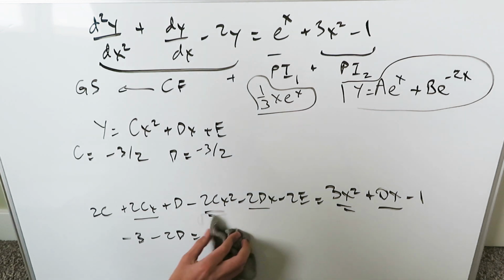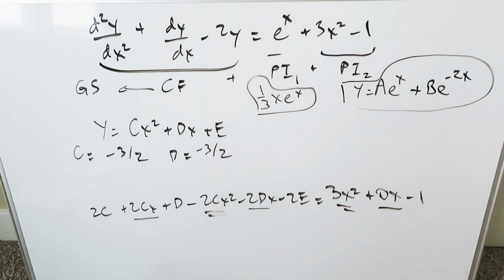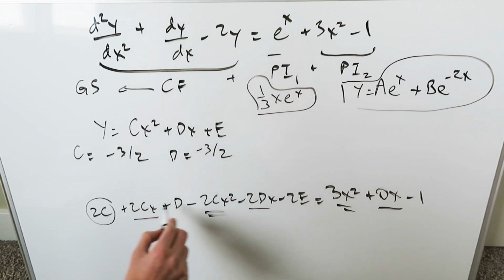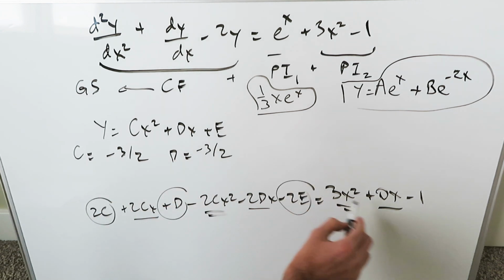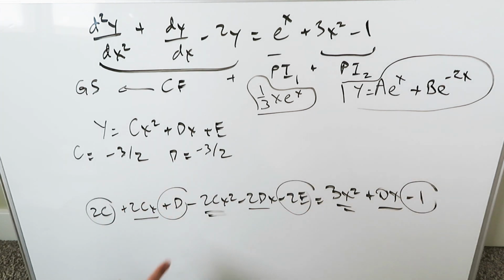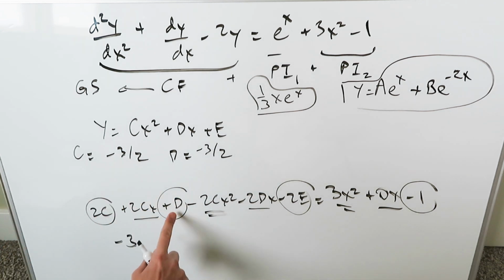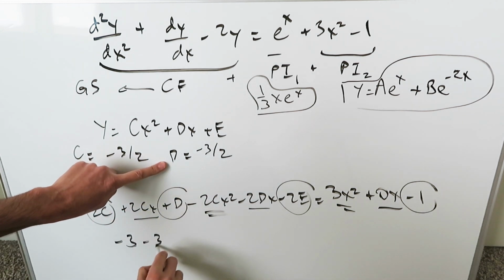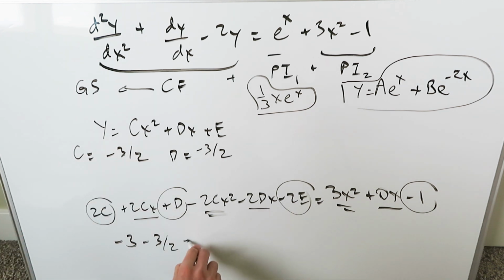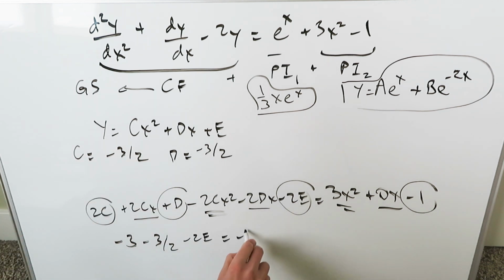Now look at your constant terms where you have no variable. Your constant terms are this: 2c and d, a minus 2e and a minus 1. Bring in your items. I have a 2c. 2 times minus 3 over 2 is a minus 3. Then I have a plus d, which is a minus 3 over 2. Then I have a minus 2e is equal to a minus 1.